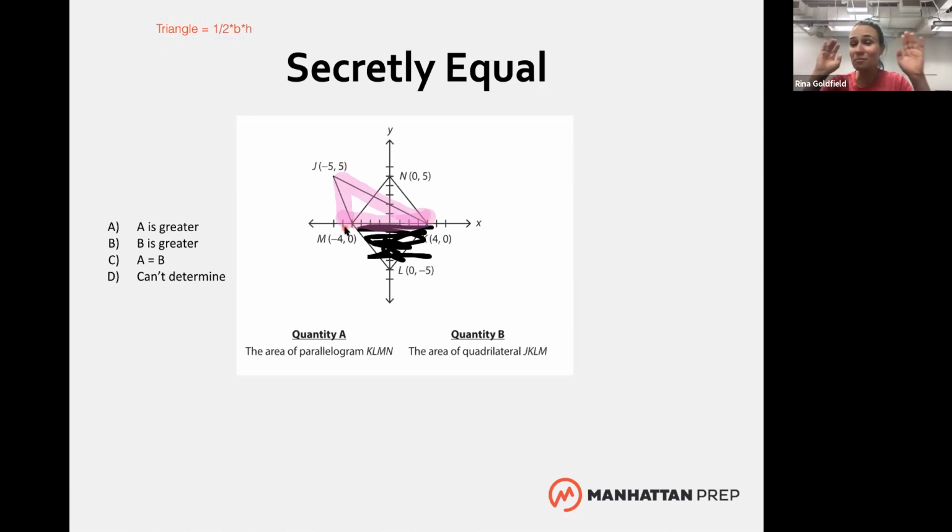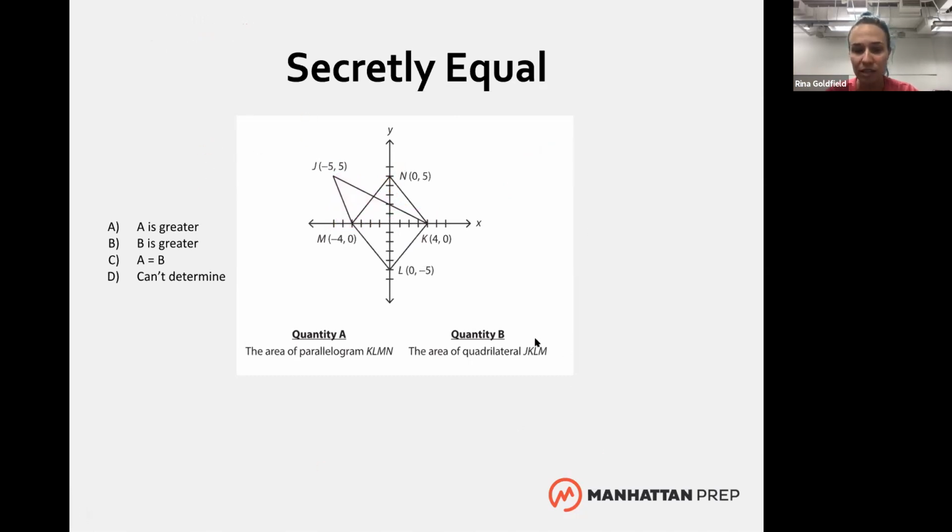So now I'm not even comparing these triangles. I'm just like, which height is bigger? And I'm looking at the height. Okay, so N, I'm going up my axis here. The height is 5. J, oh my goodness, the height is also 5. Our y-axis is also 5. So their height is also 5. So secretly equal.